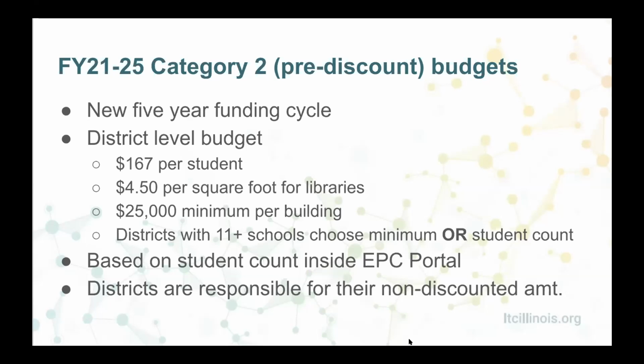So as we said, and I'm going to say that on the next page as well, as we've said before, you get a budget for your whole district, 167 times your number of students in that building. And then you calculate for that building, but you are still responsible for that 20, 30, 40, 60%, depending on what your discount level is.